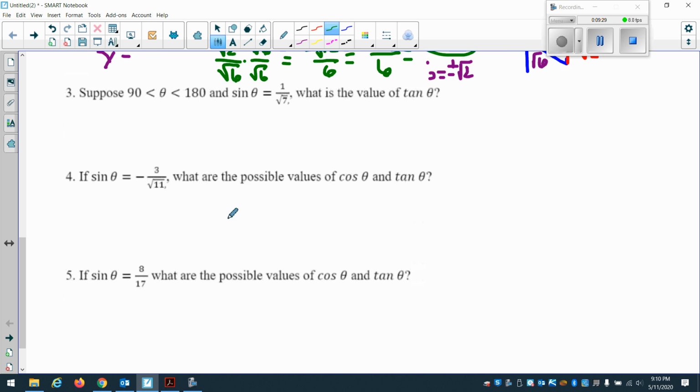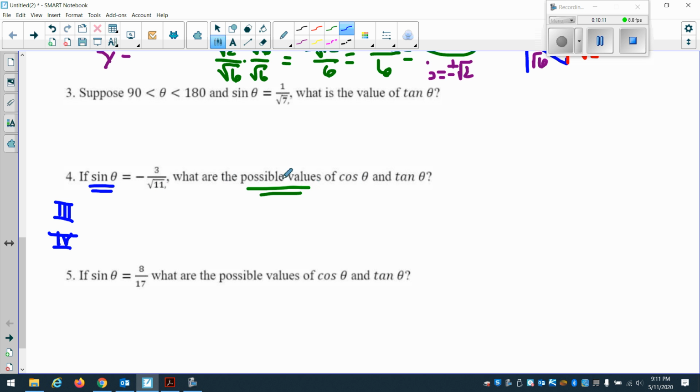Okay, so number 3 is just like the one above, however now you're finding tangent. Number 4 and 5 are similar as well. We are trying to find the possible values. So that is key. They're telling us sine of theta is equal to negative 3 over root 11. Well, where is sine negative? Quadrant 3 and quadrant 4. That's where sine is negative.